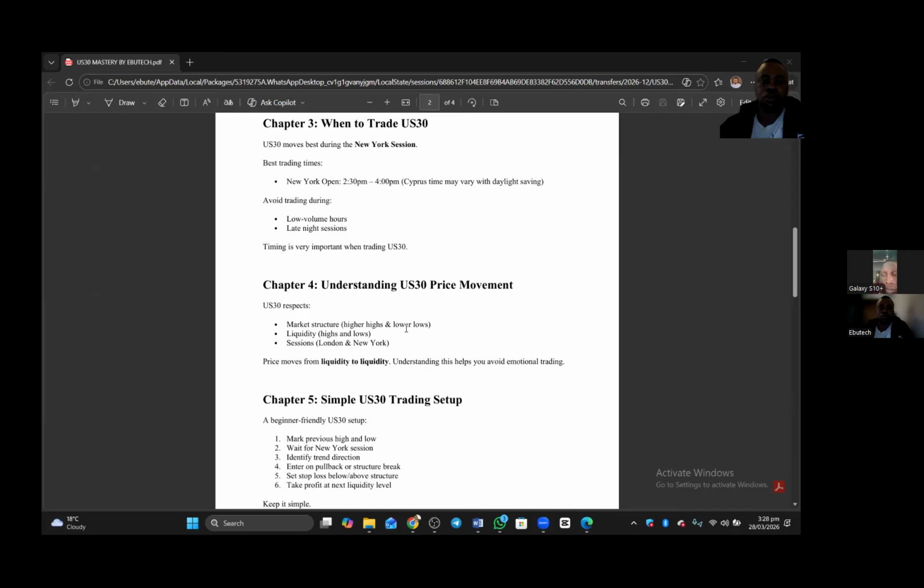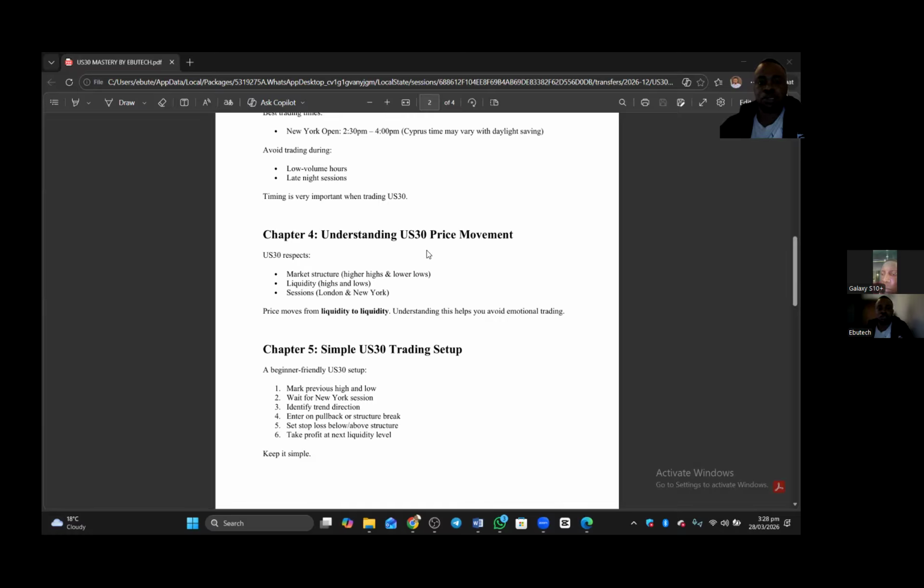So now we move to chapter 4. Chapter 4, understanding US30 price movement. Now we have market structure. US30 respects market structure. Later, I'm going to send you a video that you're going to watch. You will have full knowledge of this explanation, right? But now we are just doing the theoretical aspect of it for you to have a clear view of what you are doing.